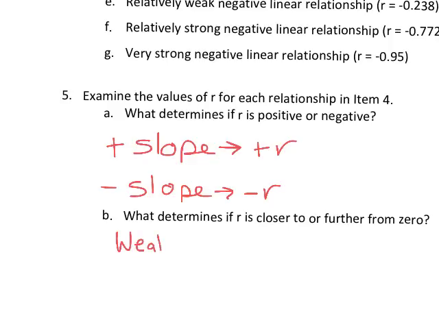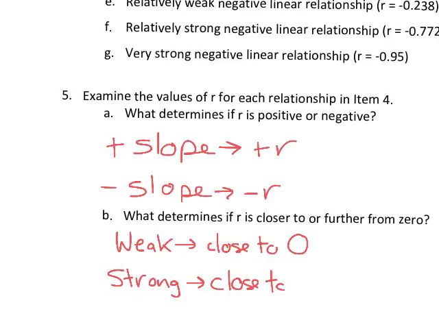So weak is close to 0. Strong is close to 1 or -1, depending on if it's a positive or negative relationship. So you have positive, you have negative, and then you have either. Everybody look at me really quick. We have close to 0, this is weak. The further out you get to 1 or -1, that's when you get stronger and stronger, as far as your R values go.